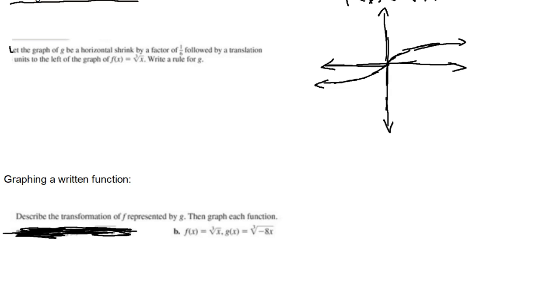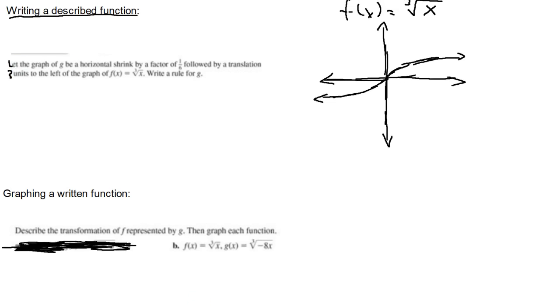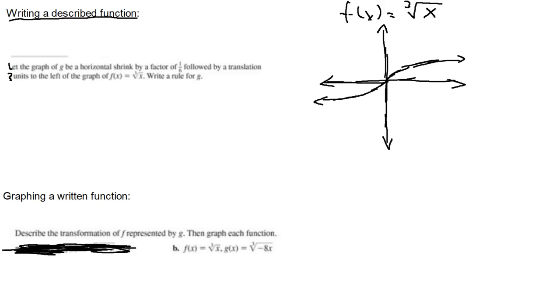It is 3 units to the right. So it will be 3 units to the right. Right, writing a described function. I'm sorry. There you go. So 3 units to the left. I mean to the left. So it will be. I'm gonna draw this graph.